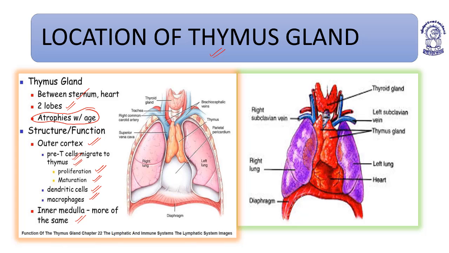This is the placement of the thymus gland. You can see the two lobes of the thymus gland. This is the parietal pericardium, superior vena cava, right common carotid artery, trachea, thyroid gland, right lung, left lung, diaphragm.